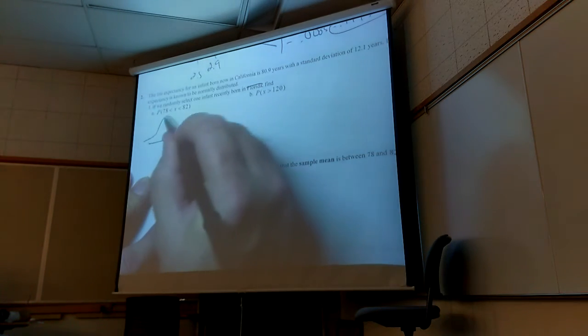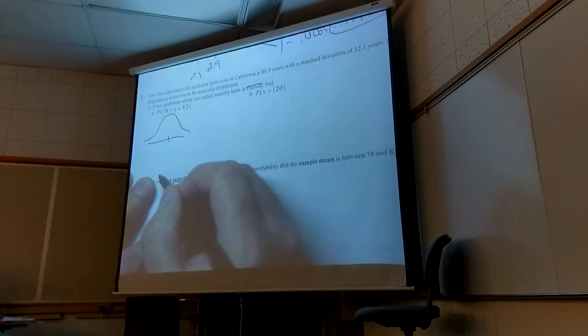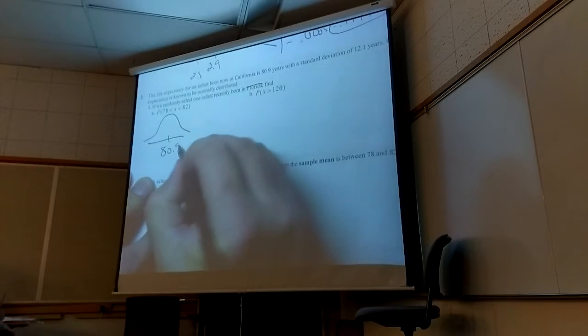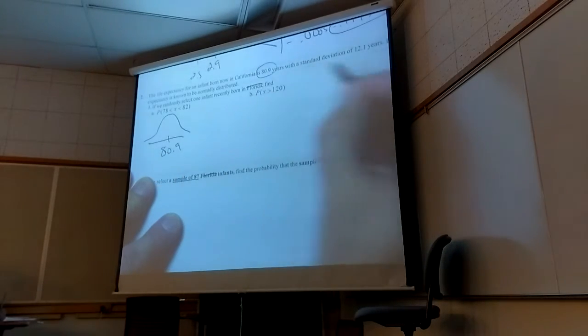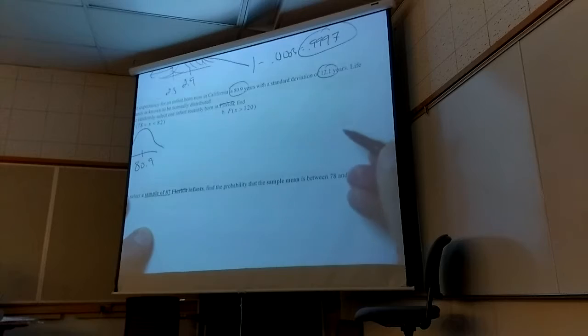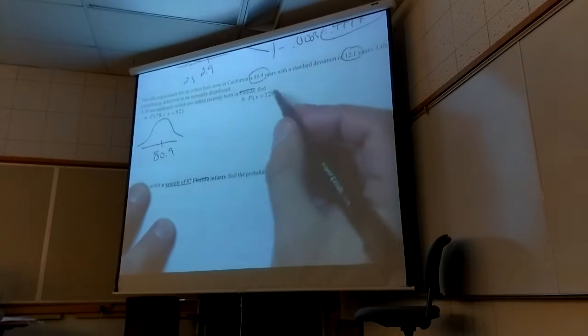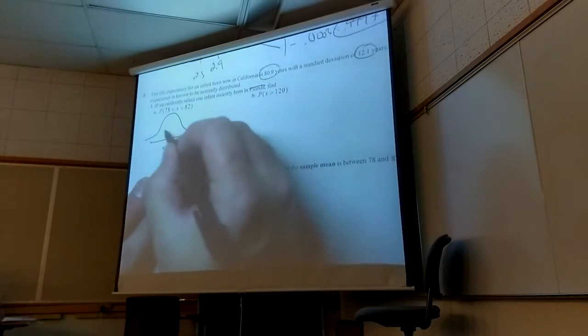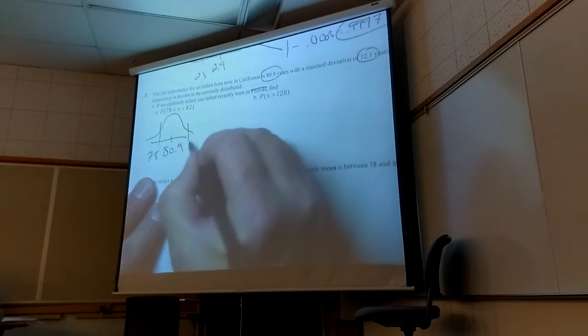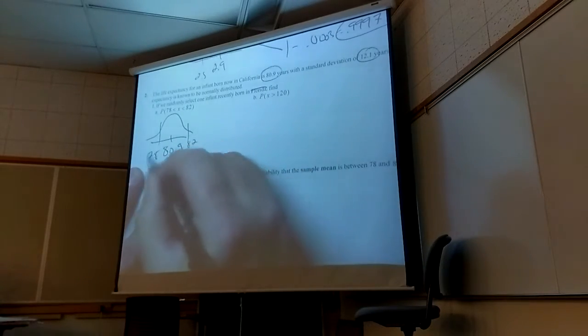So here, what goes in the middle? 80.9. This is a true statistic here. This I had to approximate because I couldn't find it. But oh well, too bad. And I went from 78 to 82, so I've got to make z-scores out of both of these.